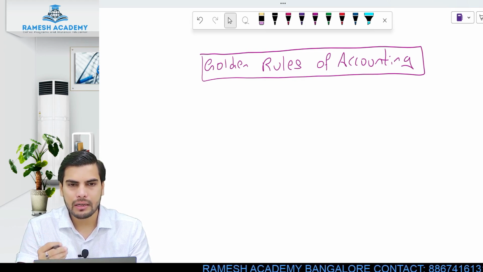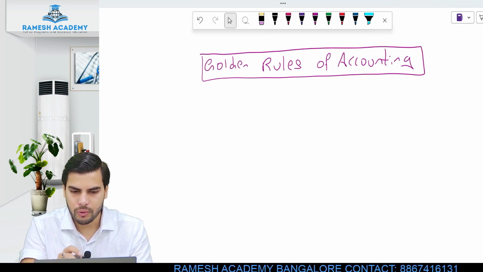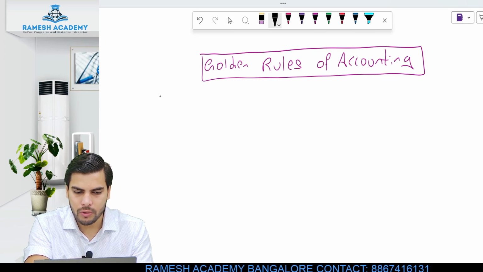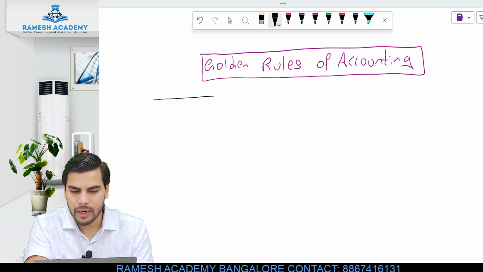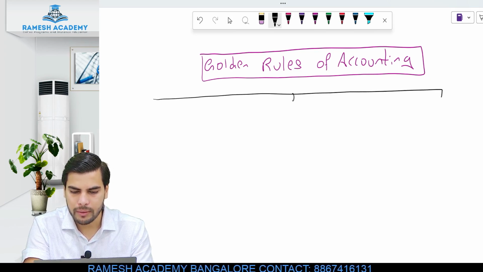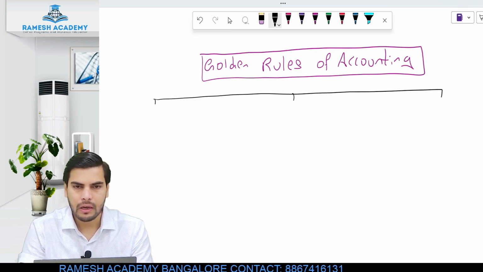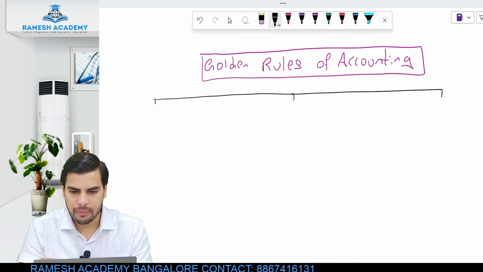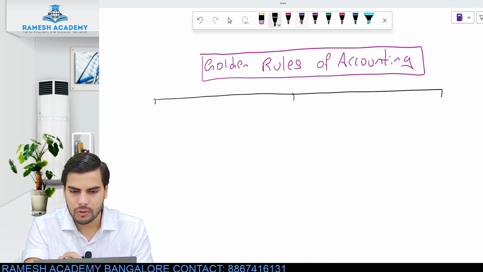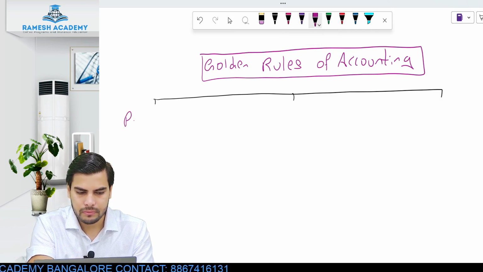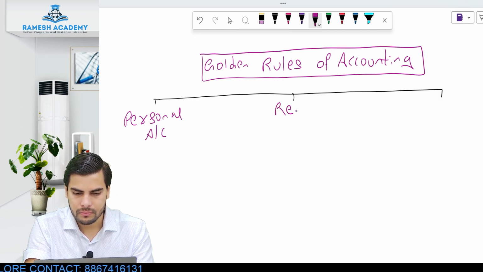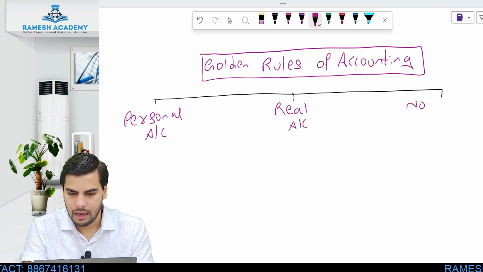First, let us understand the classification based on these golden rules. According to these golden rules, any account for that matter can be classified into three types. What are those? One would be personal account, real account, and nominal account.